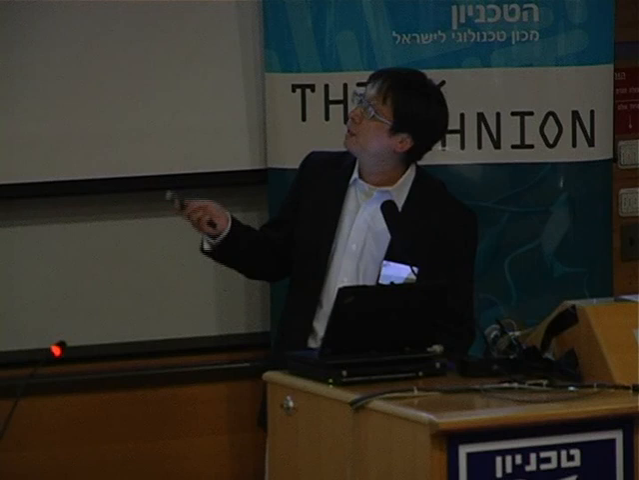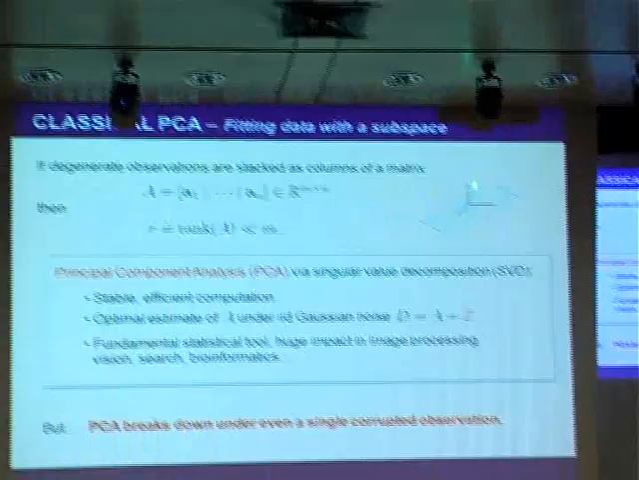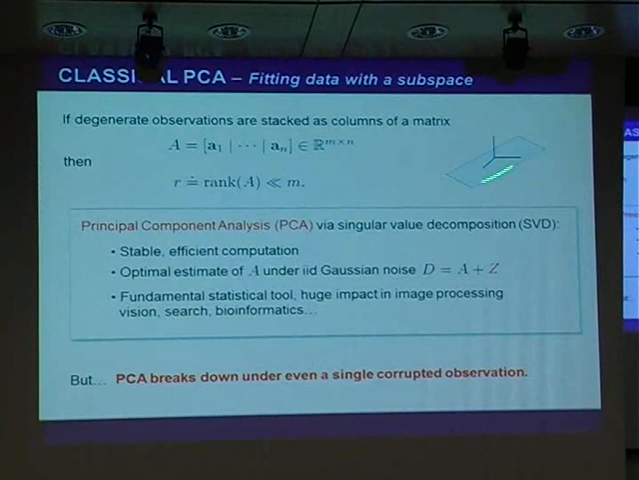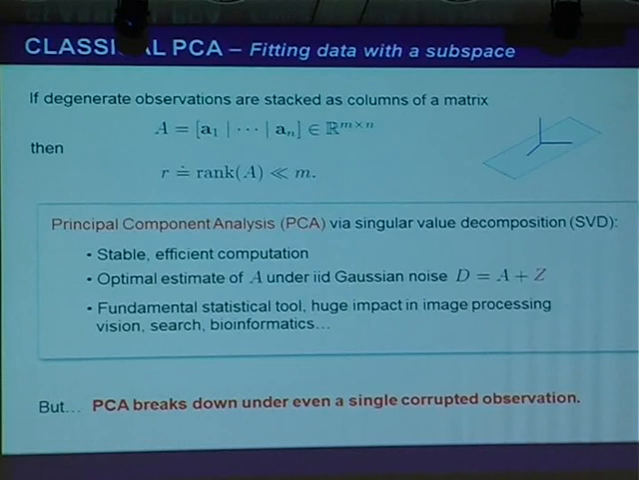So just a 1 minute recap of what PCA does. You have data that lies in a very high dimensional space, m and n could be very large, but if it lies on a very low dimensional subspace, the rank of the matrix is very low, essentially. So in PCA, our observation normally is a noisy version of the data, so you can add some i.i.d. Gaussian noise to it, and the job is to try to recover A the best you can. We know how to do it for about 100 years now. It's very simple. The optimal solution to this is just to compute the singular value decomposition and threshold the smaller singular values. This has become one of the most fundamental statistical tools in multivariate analysis. It has been used tremendously.